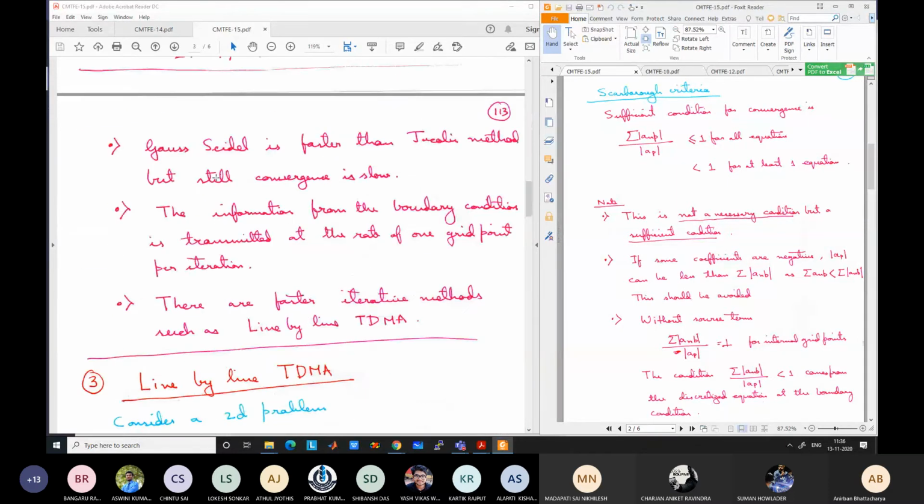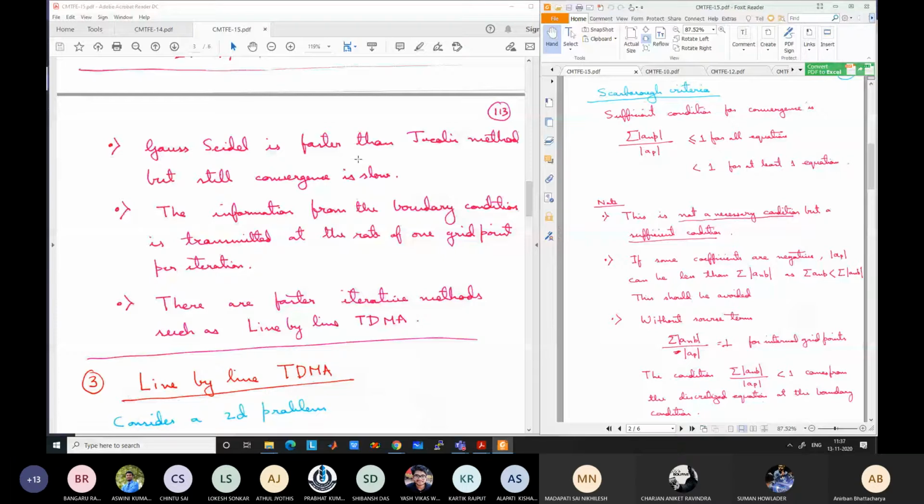If you compare the Gauss-Seidel method to the Jacobi method, it is faster than the Jacobi method, but still the convergence is slow as compared to others. There are other types of schemes where the convergence is faster. Now consider the information from boundary conditions.